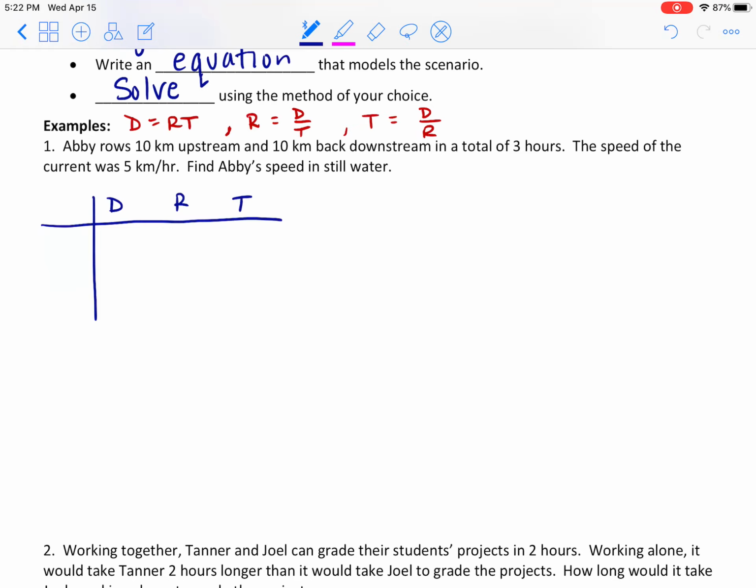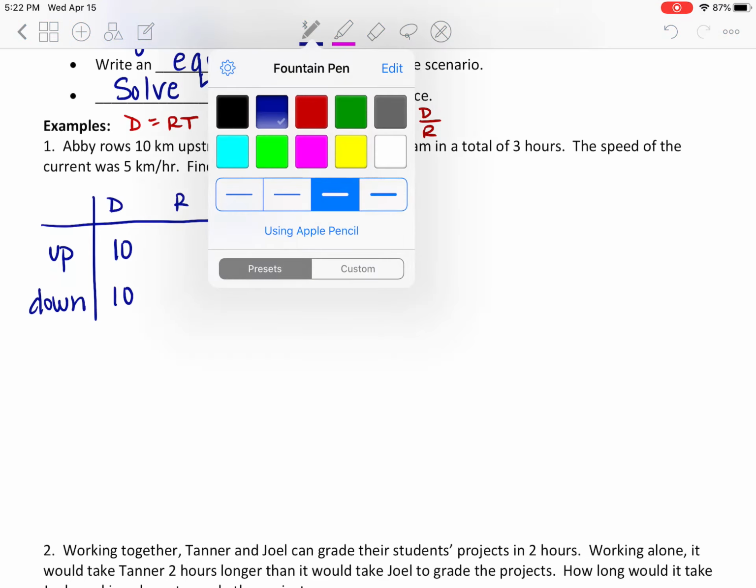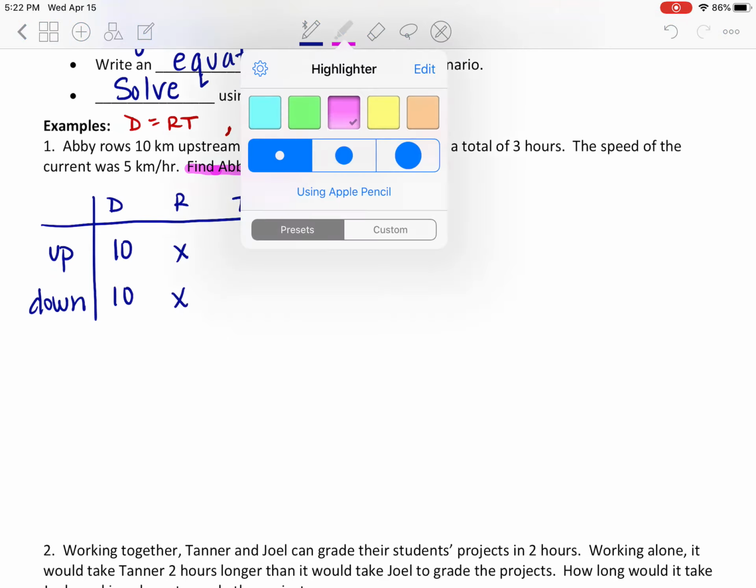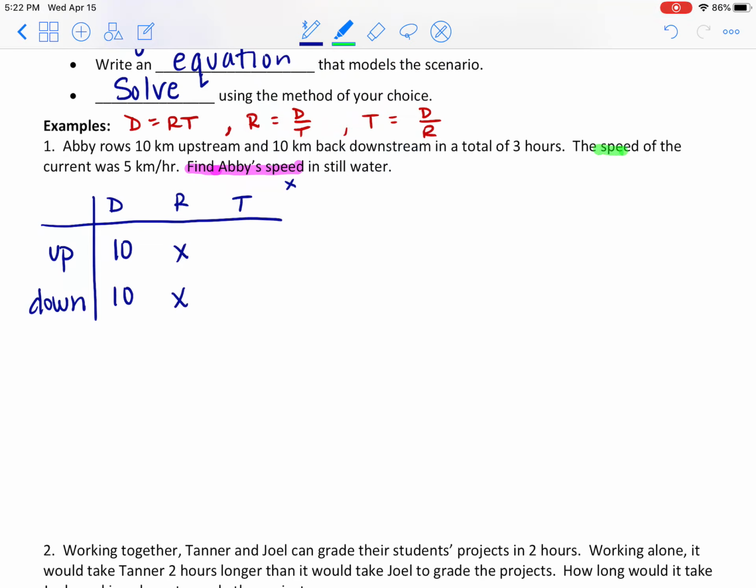Okay, so in any case, I showed you a way to organize here where you can make a little table and put in the distance and the rate and the time for, in this case, Abby's 2 trips. She has 1 trip upstream, and then she has a 2nd trip back downstream, okay? So the distance, well, it's 10 kilometers up and 10 kilometers down, so a distance of 10 is going to go into both of those spots. The speed of Abby in still water is going to be our variable, right? Find Abby's speed. We don't know that. Let's call it x. So her speed, that's a rate, has got to be in both columns. I don't know her speed up, and I don't know her speed down.